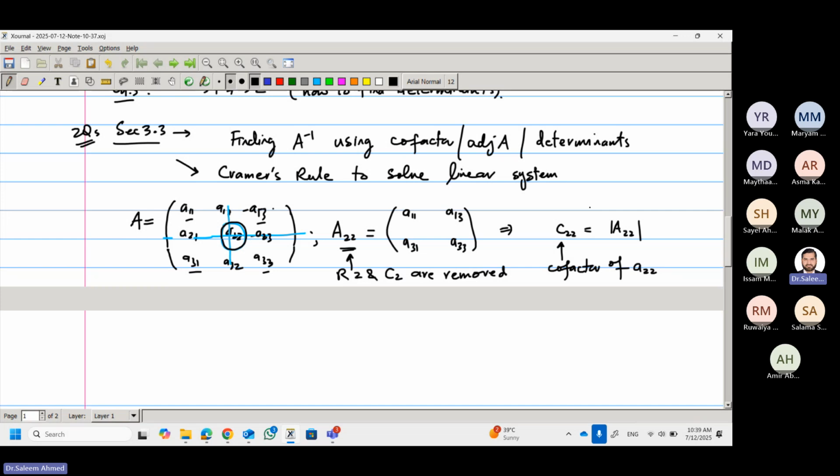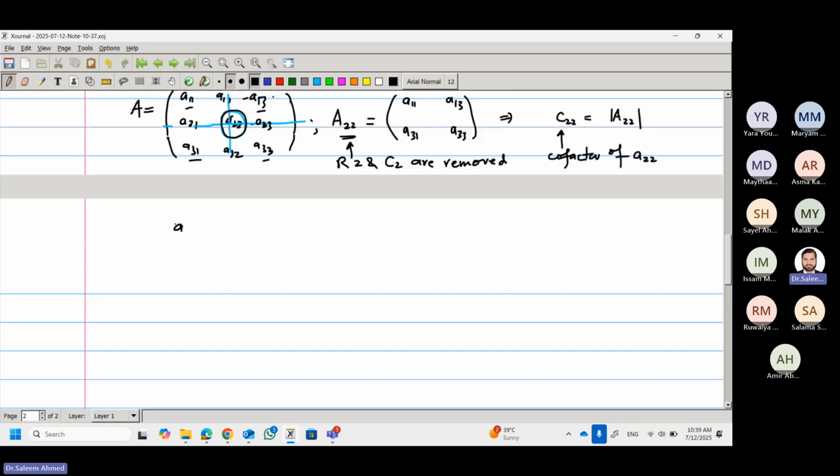So if I write Cij, right, it takes the sign as well, (-1)^(i+j). It takes the determinant of Aij, where the ith row and jth column are removed. This is called the cofactor of Aij. So you have to find all the cofactors of the matrix.